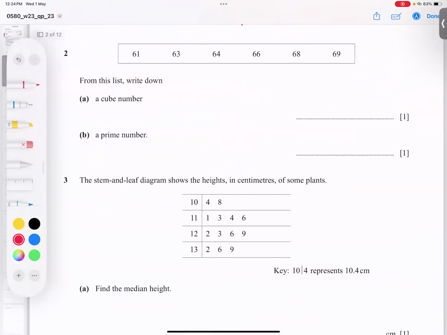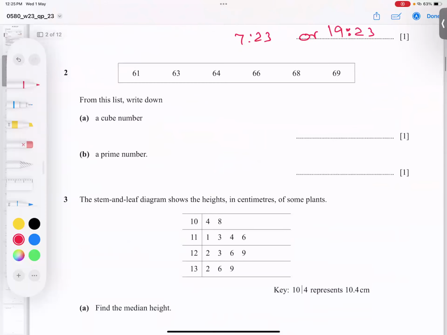Question number 2. He has given us some numbers, and he is asking us for cube numbers and prime numbers. So let's go for the definition of prime numbers and cube numbers. For cube numbers: 1 to the power 3 is 1, 2 to the power 3 is 8, 3 to the power 3 is 27, 4 to the power 3 is 64, 5 to the power 3 is 125. I think you got the point. So naturally 64 is coming in this range, and no other number. So the cube number is 64.